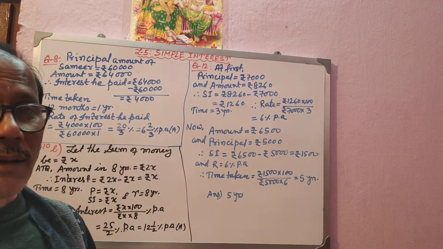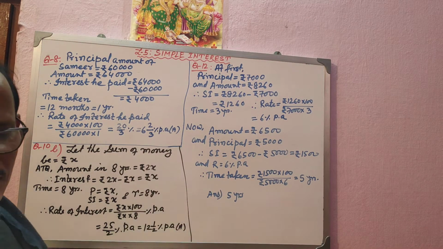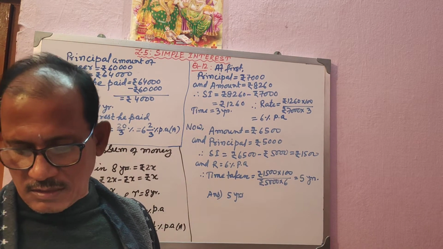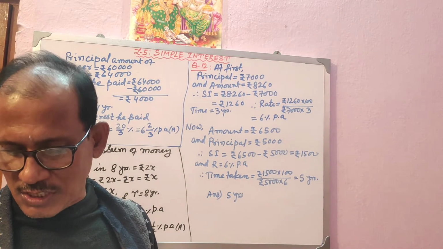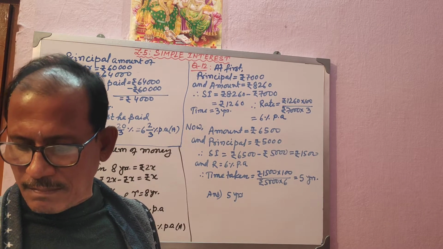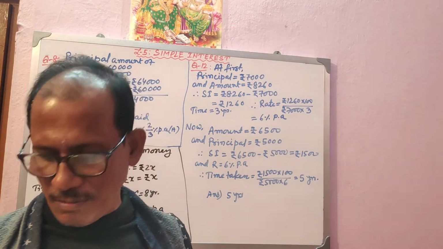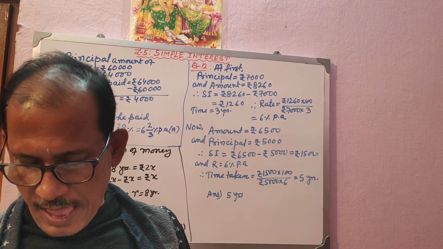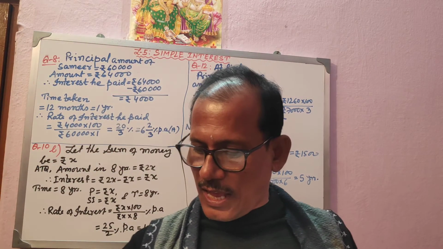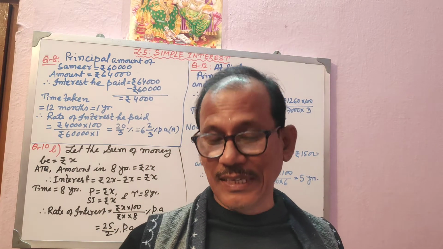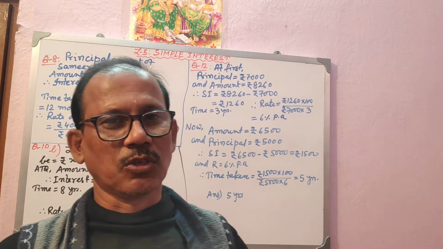Okay, now I have solved up to question number 6 and 7. Then I will take question number 8. The question says that Samir borrowed 60,000 rupees from Rahim. That means the principal amount is 60,000 rupees, and he clears the debt by returning 64,000. That means 64,000 became the amount. At the end of 12 months, the time is also given, you have to convert into years, 12 months is equal to 1 year. Find the rate of interest charged by Rahim. So you have to find out R.